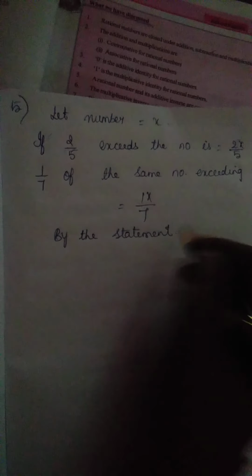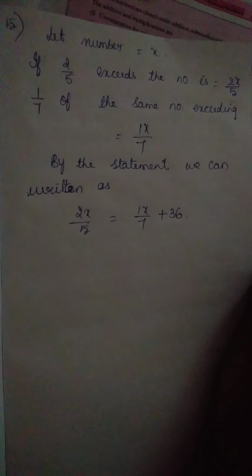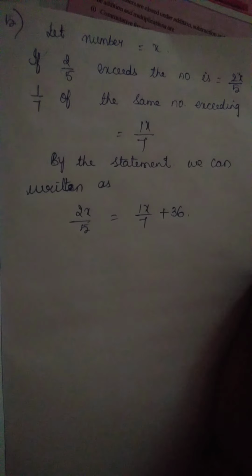So by the statement, we can write as 2x by 5 equal to 1x by 7 plus 36. Okay, 2x by 5 equal to 1x by 7 plus 36.